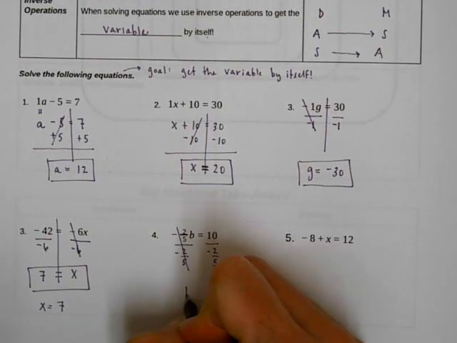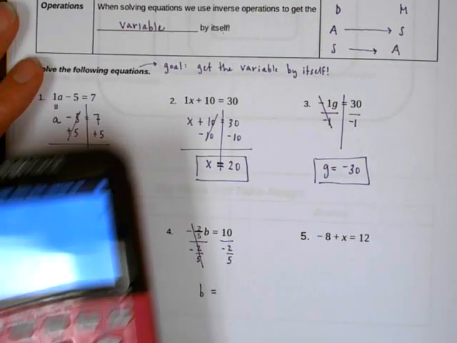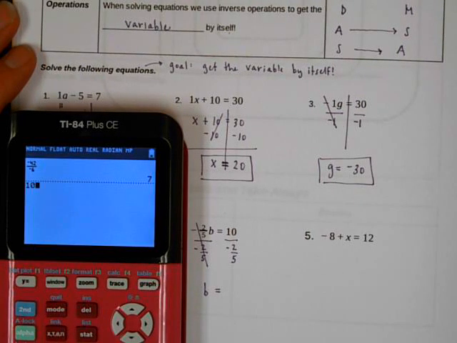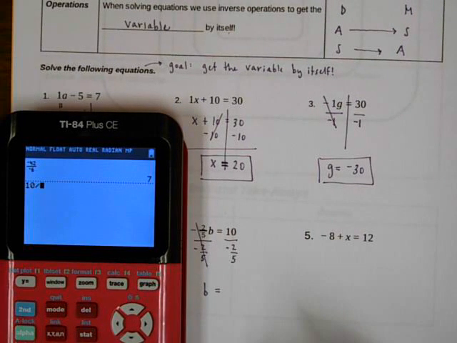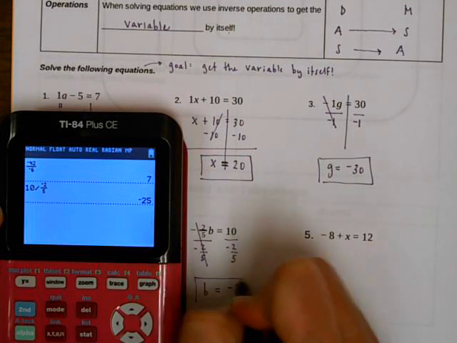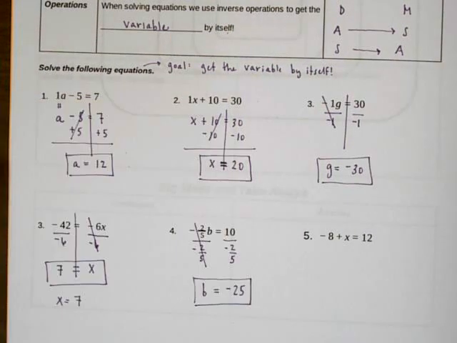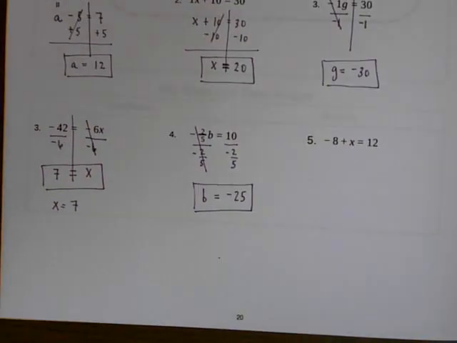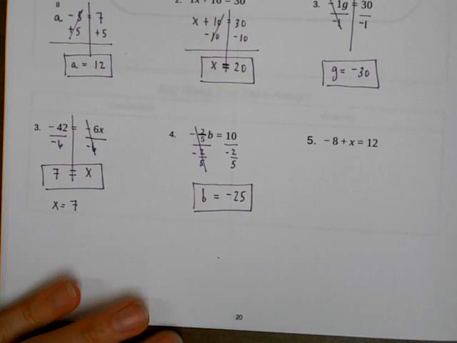I have b is equal to, now I'm going to use my calculator to make sure I get this right. So I have 10, I'm dividing it by, and I'm going to put my fraction in here, a -2/5. So 10 divided by a -2/5 is going to give me -25. Now, that's one way of doing it. So what we ended up doing there is we divided by a fraction.